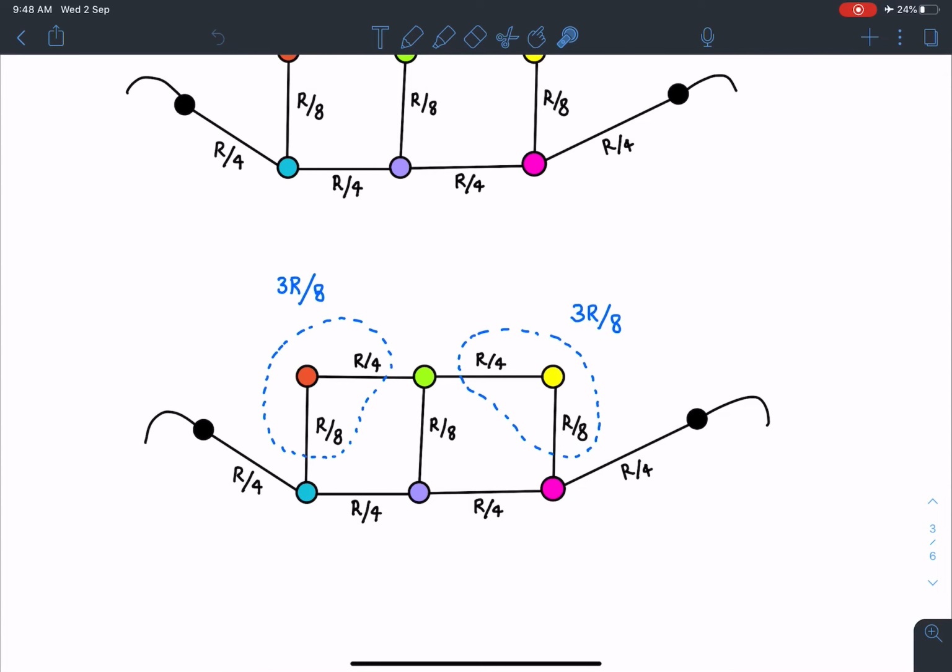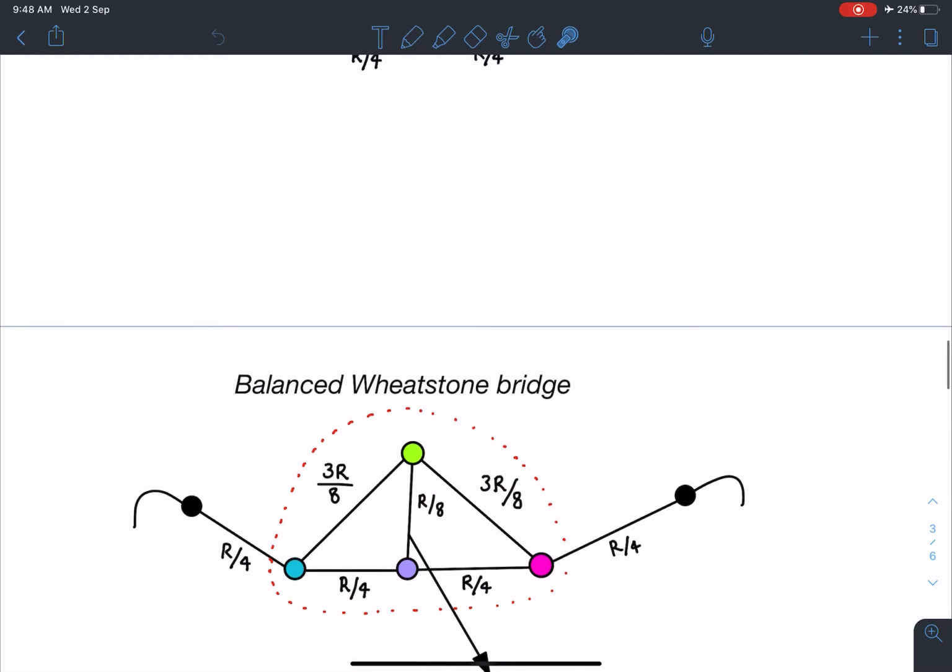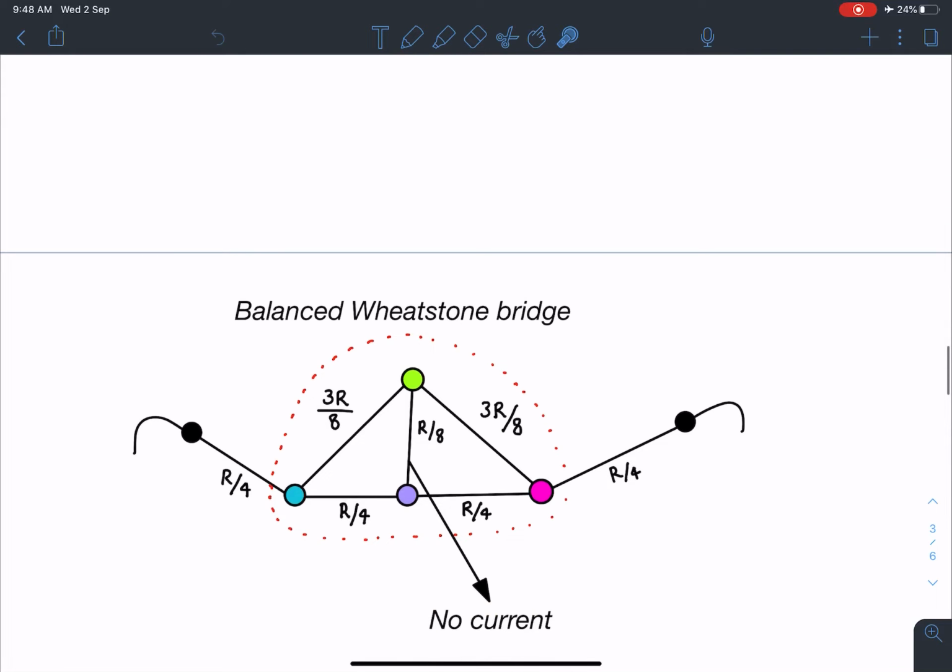Now if you see carefully this part, this is going to be a balanced Wheatstone bridge. This is 3R by 8, 3R by 8, R by 4, R by 4. So this entire middle one between green and violet is going to disappear, as it will not have any current. This is a balanced Wheatstone bridge. So there is no current. I can take it out.